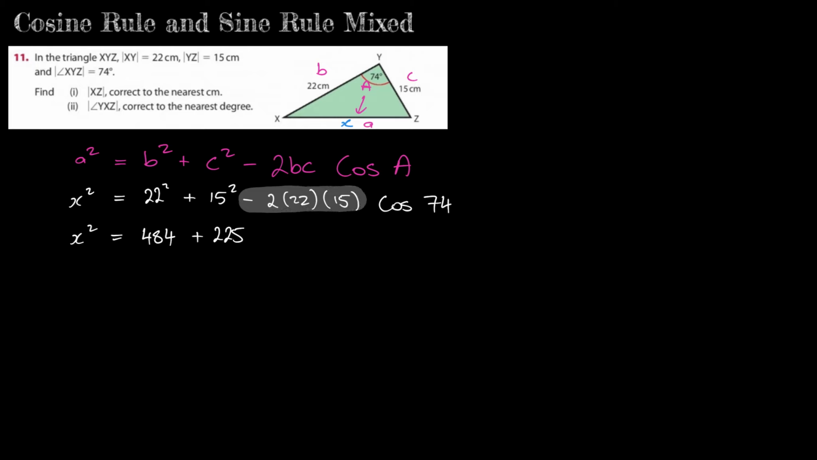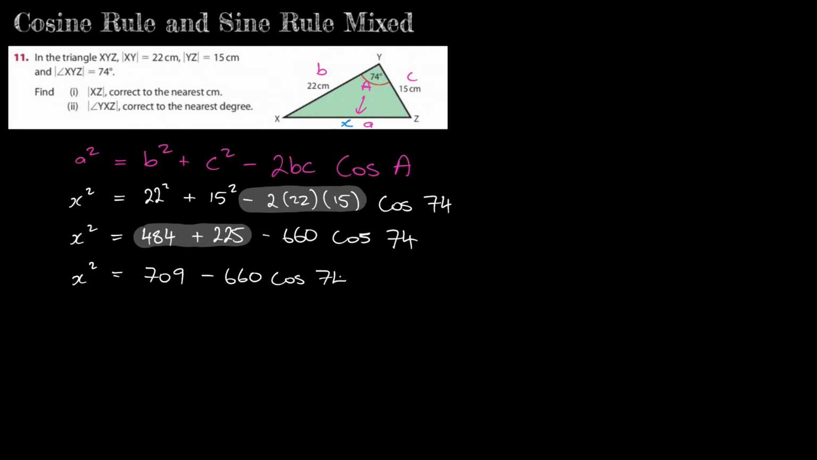Okay. And when I tidy up all of that, I get 2 times 22 times 15, and that gives us minus 660 cos of 74. The next step again is just to tidy that up even further. I'm going to tidy up these, they can go together, can't they? So x squared equals 484 plus 225, which gives us 709 minus 660 cos of 74.